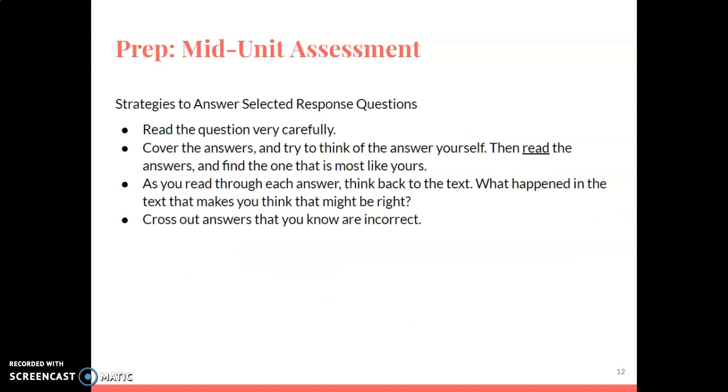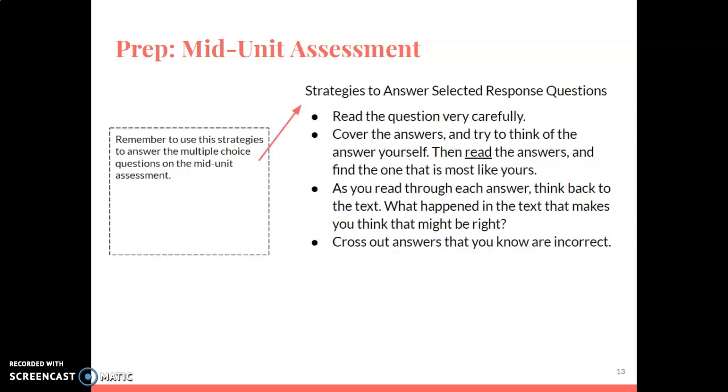Strategies to answer selected response questions. Remember to read the question very carefully. Cover the answers and try to think of the answer yourself, and then read the answers and find the one that is most like yours. As you read through each answer, think back to the text. What happened in the text that makes you think that might be right? Cross out answers that you know are incorrect. Remember, use these strategies when you're answering multiple choice questions on the mid-unit assessment.